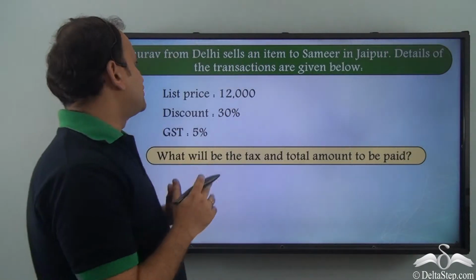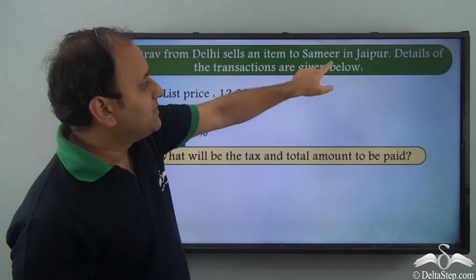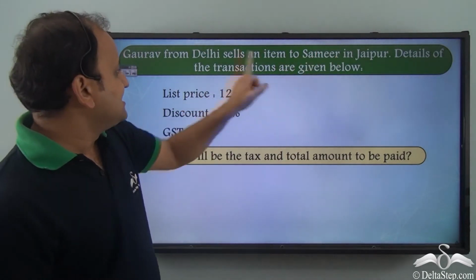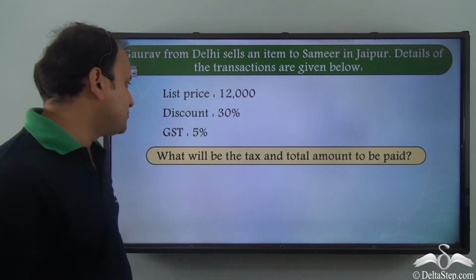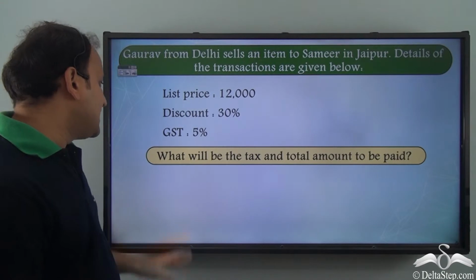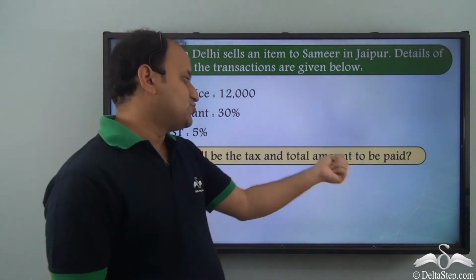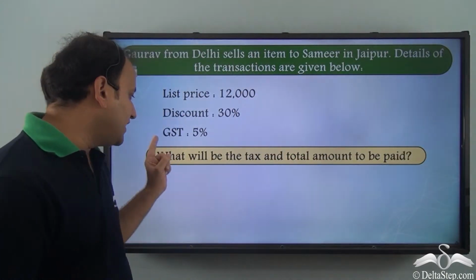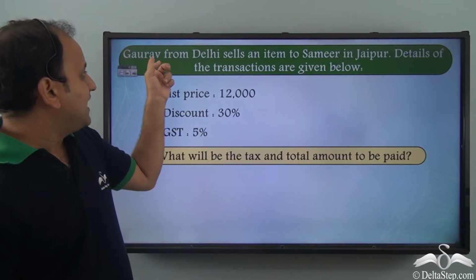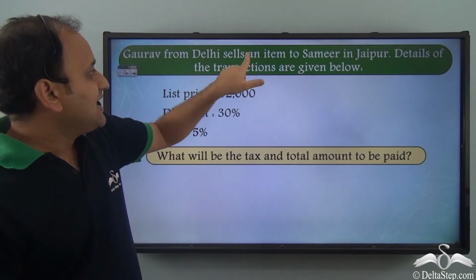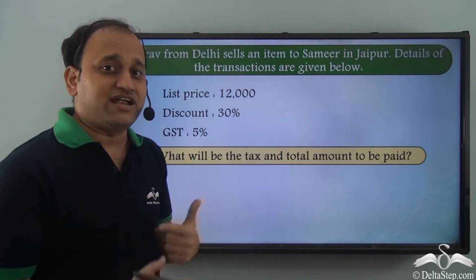Now, let's come to another question. So, here we see that Gaurav from Delhi sells an item to Samir in Jaipur. Details of the transactions are given below. So, list price is 12,000 rupees, discount is 30% and GST is 5%. And what will be the tax and total amount to be paid? So, we need to calculate the tax and total amount to be paid. Now, here we see that Gaurav is from Delhi and is selling an item to Samir in Jaipur. So, there is an interstate transaction happening.